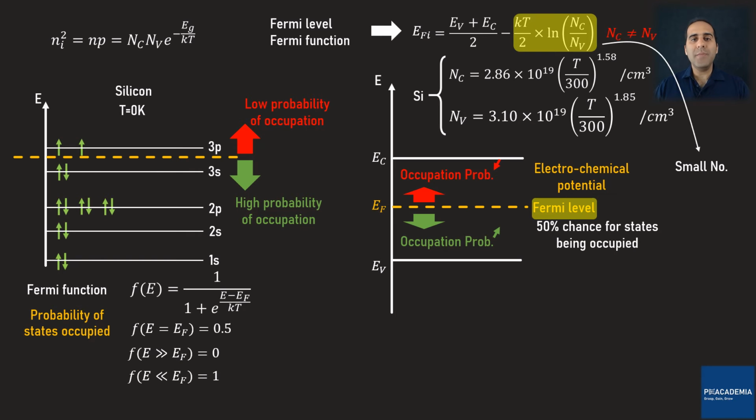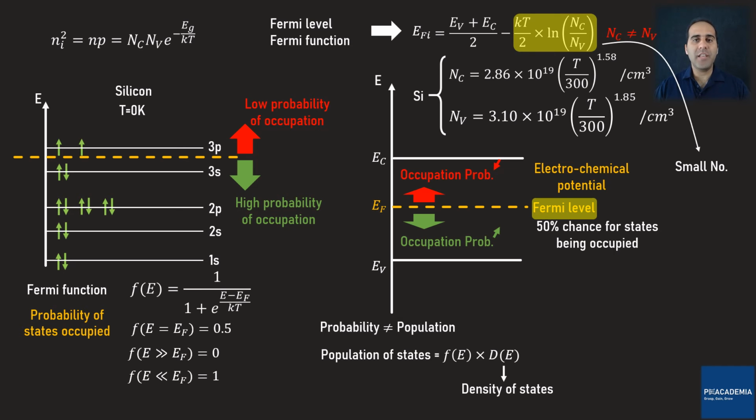You may say, hold on a second, how come we could say the chance to find an electron in the energy gap is 50%, however, no electron can exist in the energy gap? This is a brilliant question. We need to distinguish the probability from the population. The population of states at a given energy level is the product of the Fermi function and the density of states. Since the density of states in the energy gap is always 0, therefore no electron population can be found in the energy gap.